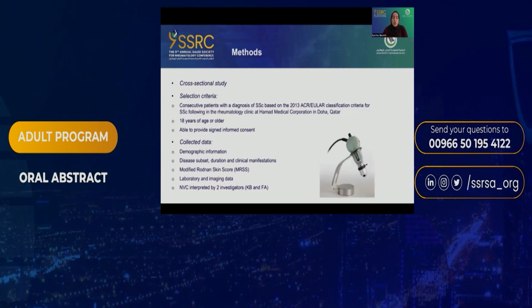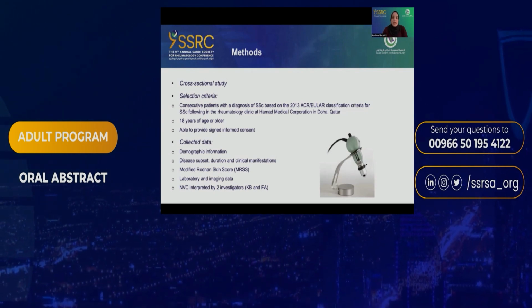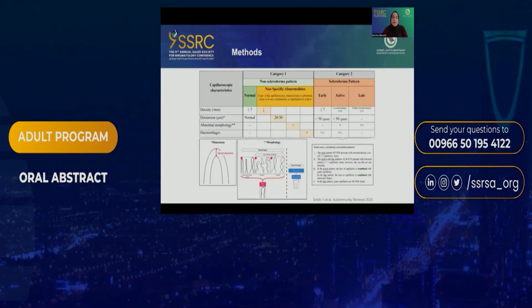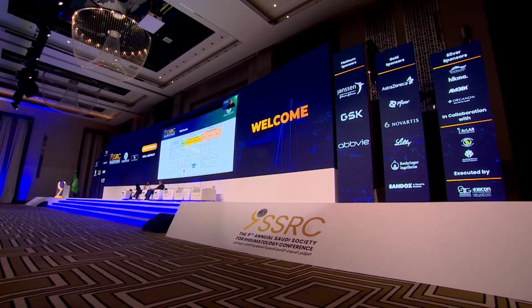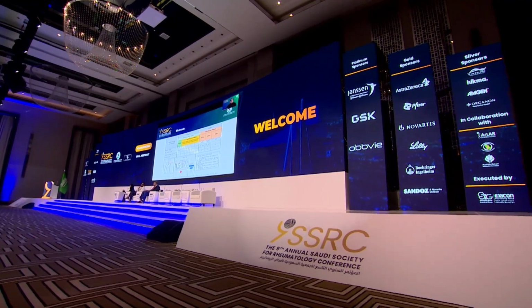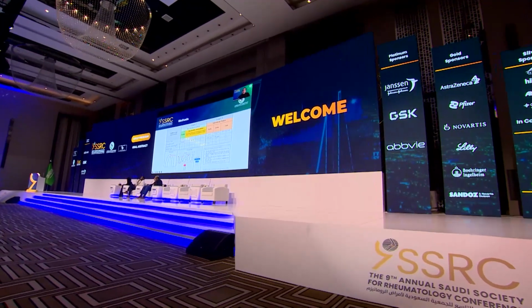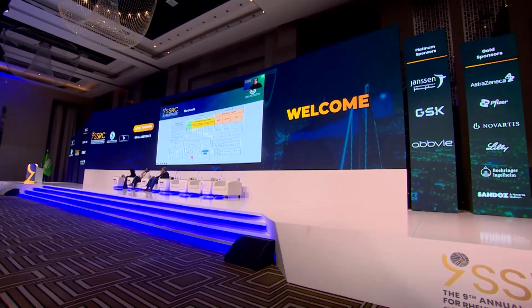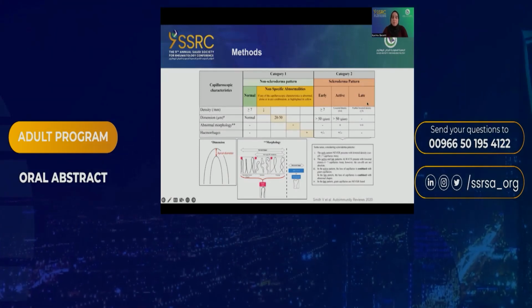And every patient underwent nail fold videocapillaroscopy evaluation. The images were interpreted by two investigators in a standardized way, looking at the density and dimensions of the capillaries, and the presence or absence of abnormal morphology and hemorrhages. Each patient was then classified as having a normal pattern, non-specific abnormalities, or one of the three scleroderma patterns: early, active, or late.